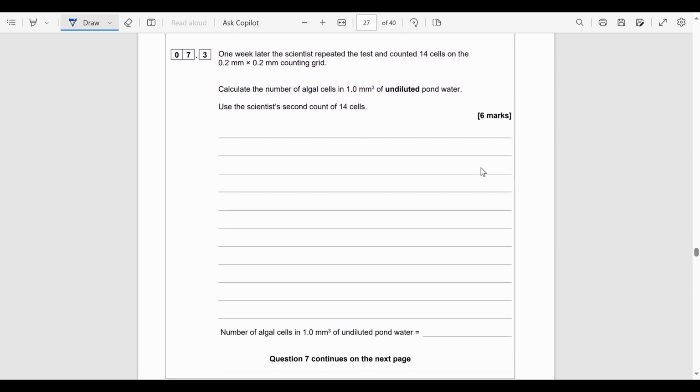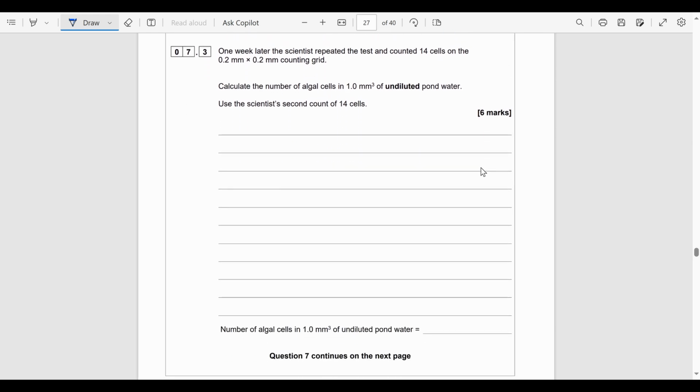7.3. 1 week later, the scientists repeated the test and counted 14 cells on the 0.2 by 0.2 millimeter counting grid. Calculate the number of algal cells in 1 millimeter cubed of undiluted pond water. Use the scientist's second count of 14 cells. So for 1 millimeter cubed of undiluted pond water, we need to find out the number of cells in that.